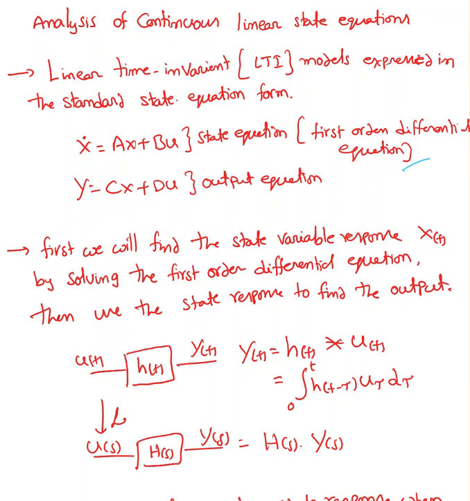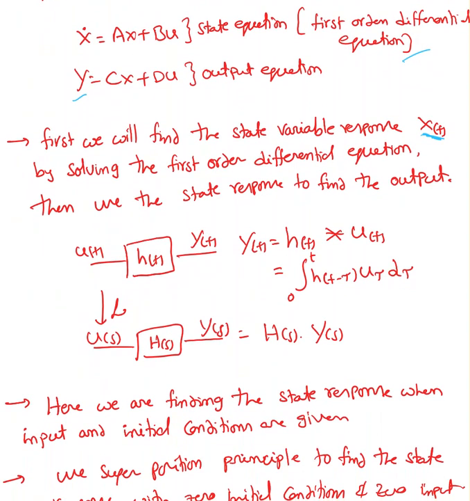Now, in this analysis, what we will do is find the state variable response by solving for x of t, and substitute x of t in y to find the output response. We can do it in two ways. One is in time domain, another one is in s domain. In time domain, u of t is an input, y of t is an output, h of t is a system. So y of t equal to h of t. In time domain, we call this convolution.